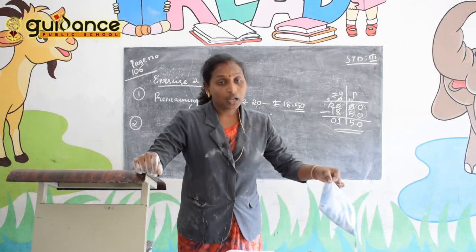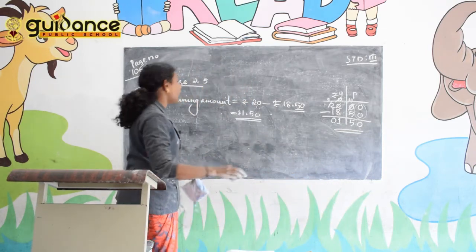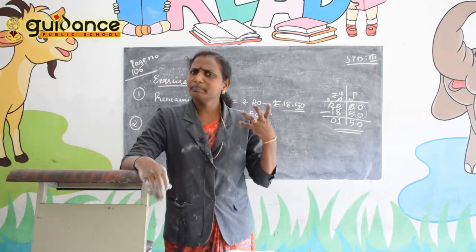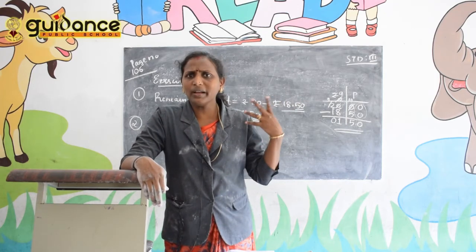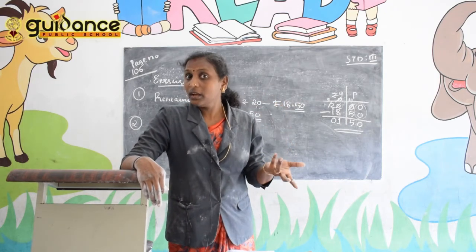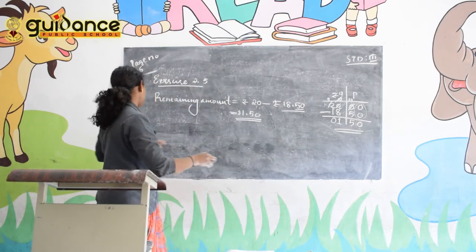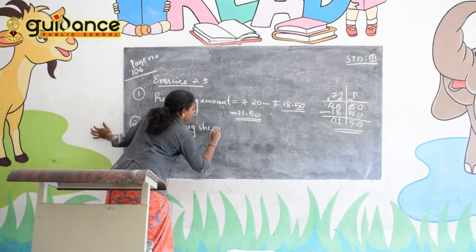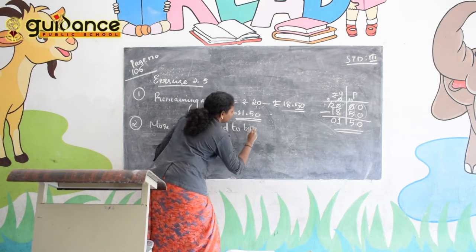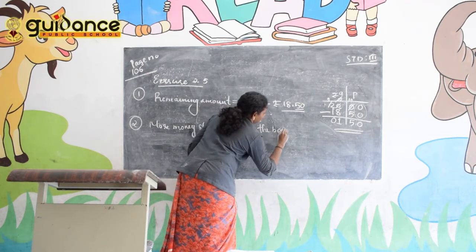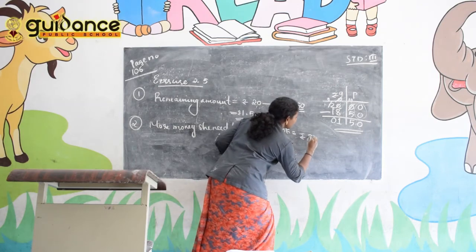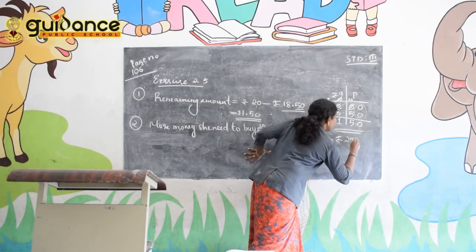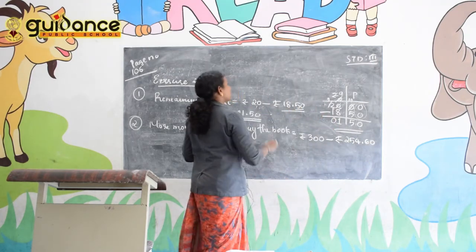So how will you find out? Very good, subtract. How much more money is needed means subtraction. So the remaining amount, the balance amount, that is subtraction. How much more money is needed to buy the book? That means subtract. The more money she needs to buy the book is equal to rupees 300 minus rupees 254 rupees 60 paise. That means subtract.